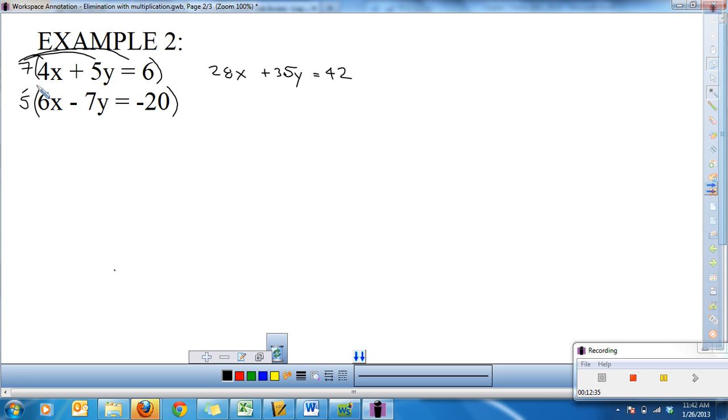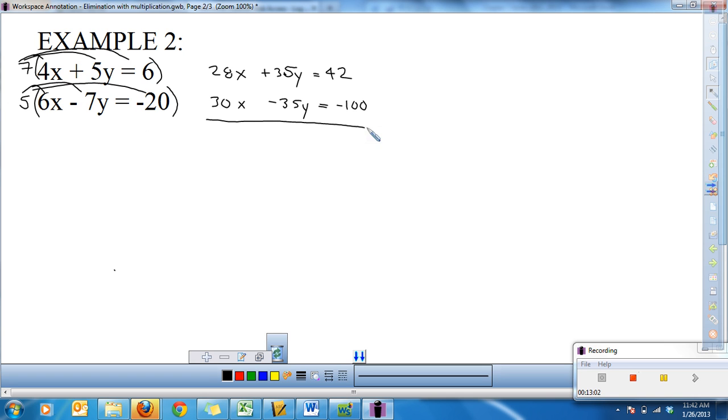Now, the second equation is 5 times 6x is going to give me 30x. 5 times a negative 7y is going to give me a negative 35y. It's really important that you remember, you notice if there's minuses there so that you get this as a negative 35. And 5 times a negative 20 is going to give me a negative 100. Make sure you're multiplying by all 3 of the terms.